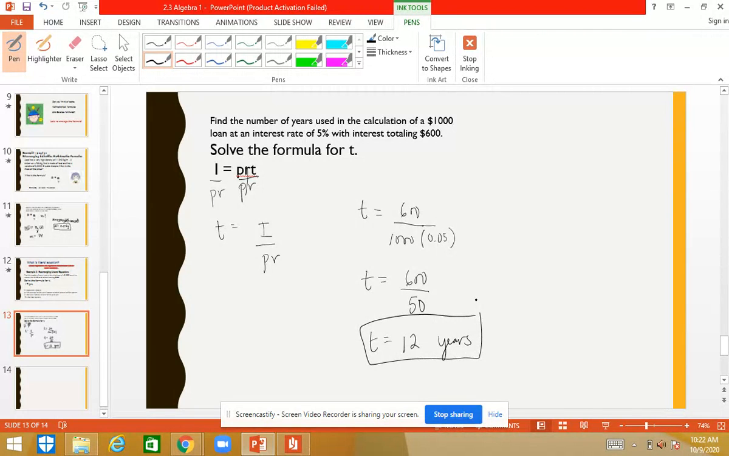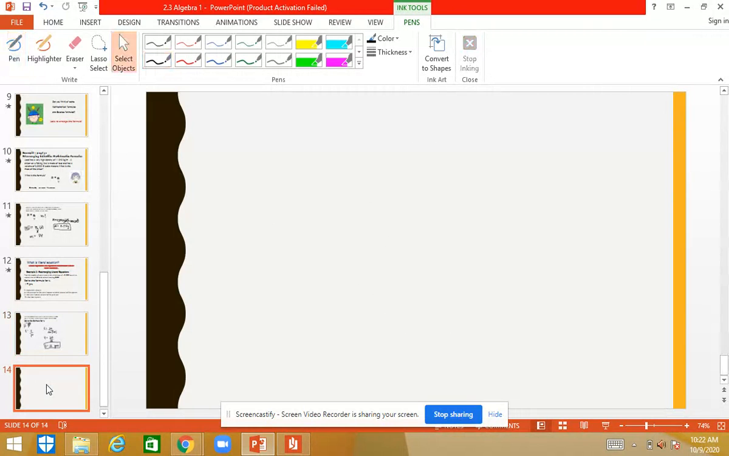I'll give you one more example on how to rearrange a formula. For example, the formula is the area of a triangle. The area of a triangle is A equals half base times height. For example, I want you to find H, the height. You need to isolate H. Using the inverse operation, this is also multiplication, so you have to divide by half B so you can isolate H. So we have A over half B is equal to H.